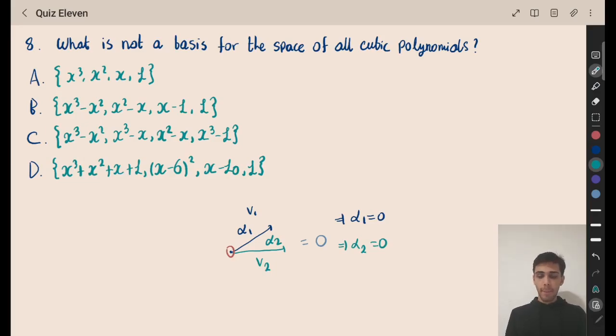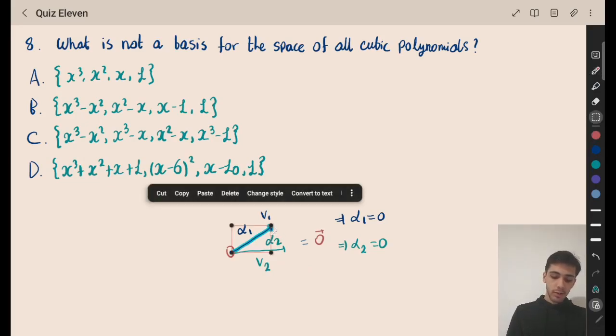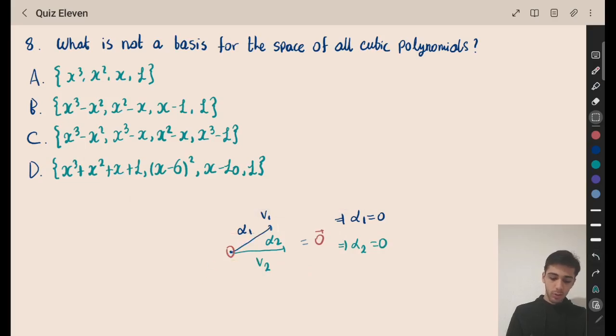What does this mean? It just means that the only way to obtain the 0 vector, not the 0 constant, is by scaling this vector v1 down to 0 like this, and scaling the vector v2 down like this. Well, maybe smaller, right? Yeah. So this would be the only way you would obtain the 0 vector.